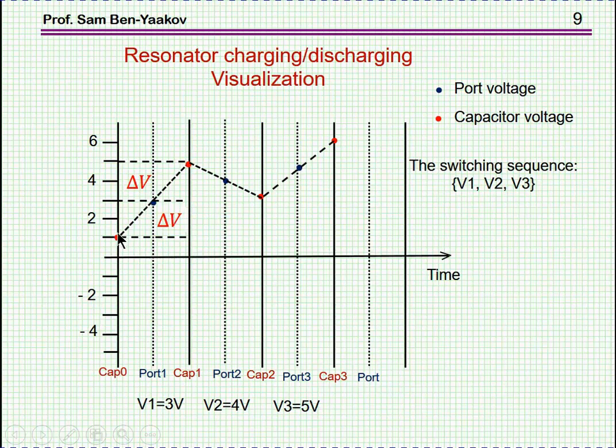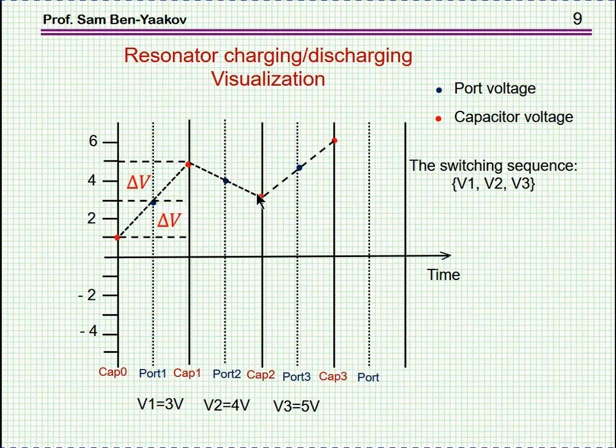So we start with 1 volt, and as we have shown before, the capacitor voltage goes by delta V, so from 1 it'll go to 5, because there's a difference of 2 here, and then there's a difference of 2 here. So this will be the capacitor voltage after the first switching state. Then we turn on the next switch, which is connected to a port which has 4 volt. 4 volt is a little bit lower than the 5, so therefore there is a reduction of the capacitor voltage, and again it'll be 2 delta V, and it'll end up here. This is the capacitor voltage after the second state.